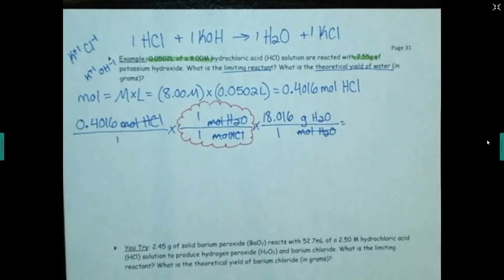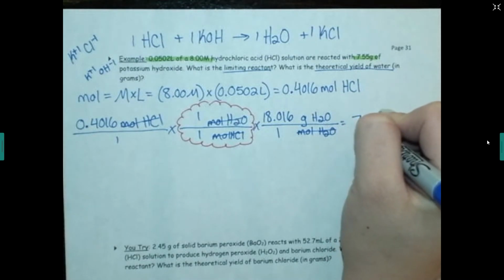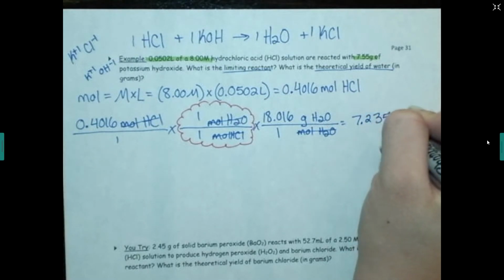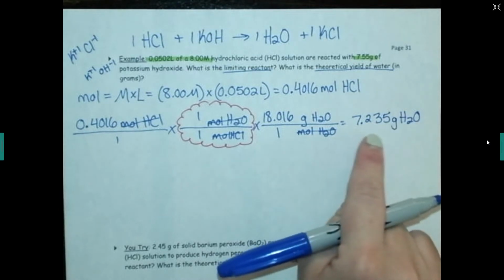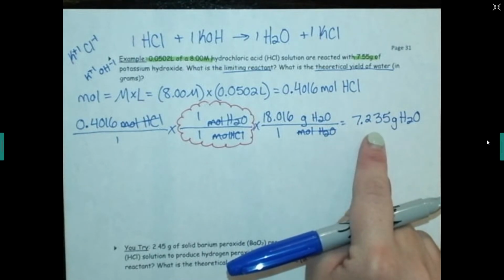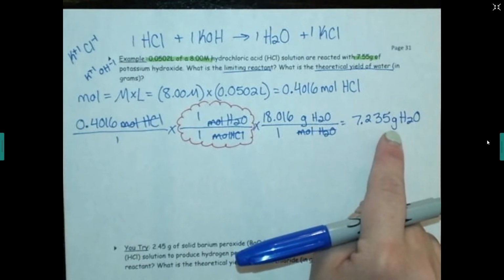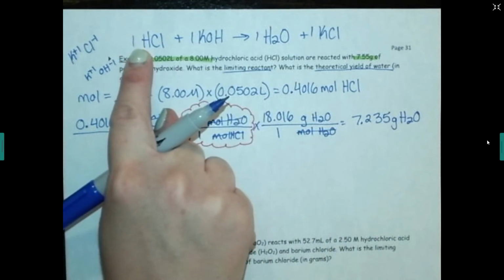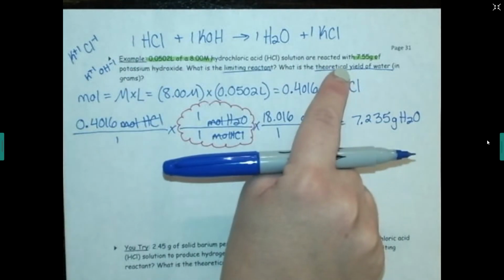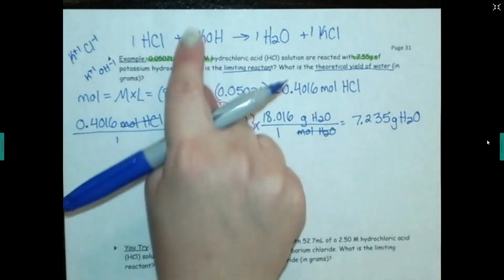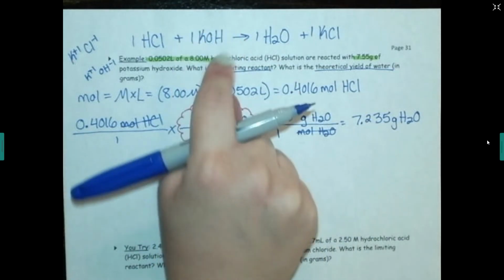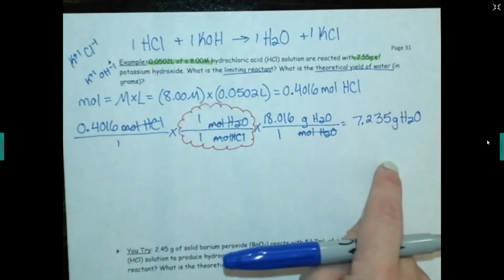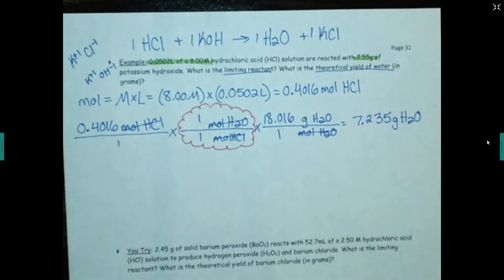Cancel everything out. And when I put all of this in my calculator, I got 7.235, etc. grams of H2O. Okay, so am I done? No. I found grams of H2O pertaining to the hydrochloric acid, based on how much hydrochloric acid I started with. However, we have another reactant here, KOH. So we need to figure out how much water we would make based on the KOH, and then compare the two. And remember, whichever one's smaller is your theoretical yield of water.